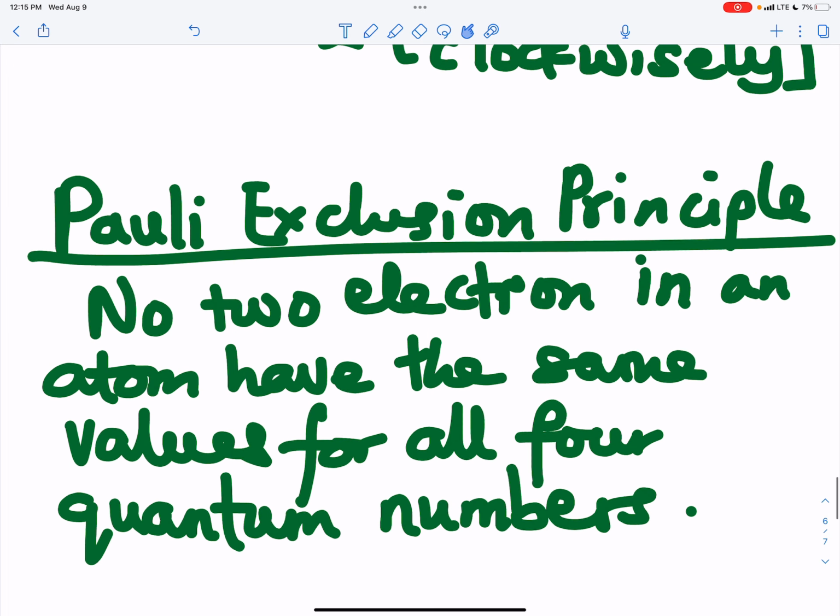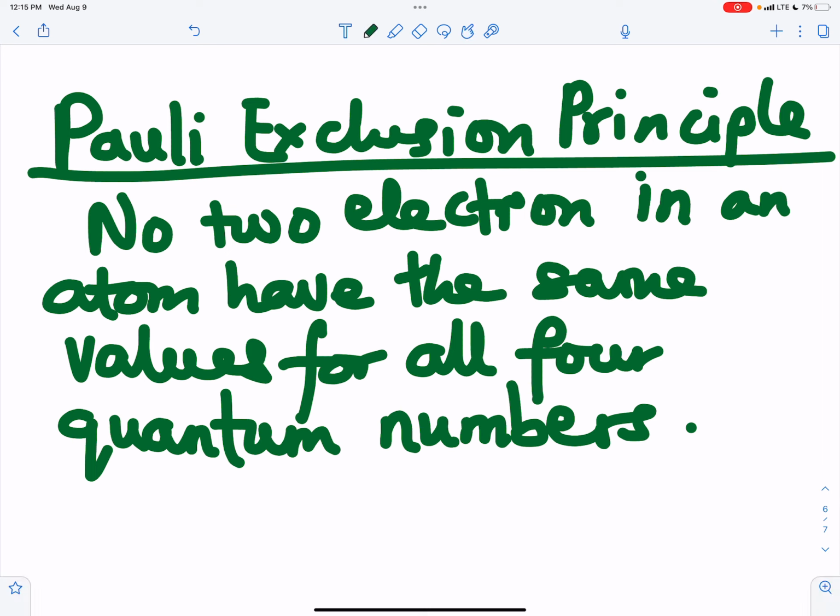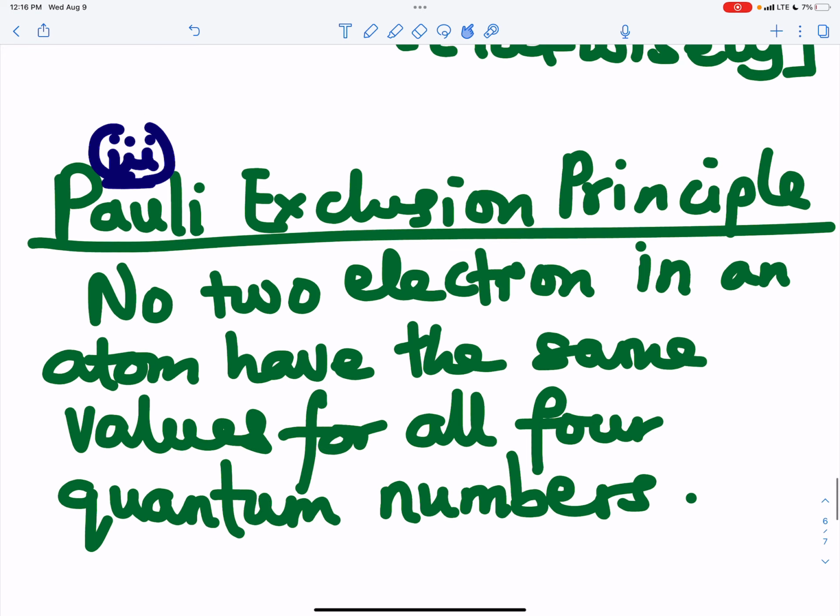So this is where this third rule is illustrated. You understand? This is the place where the third rule, used for arranging electrons in an atom of an element, is illustrated.